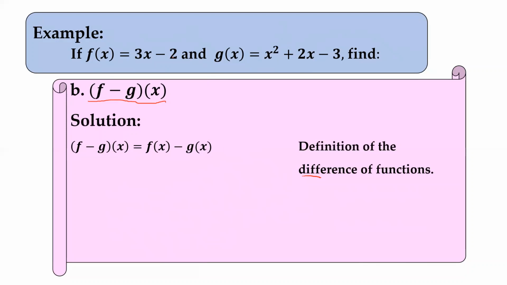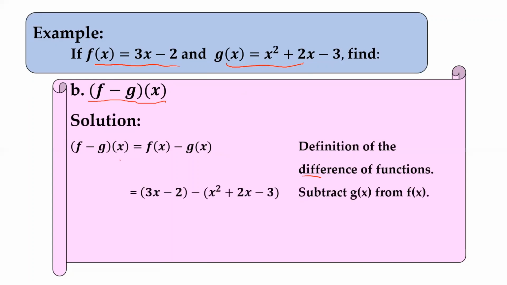Now, we have to substitute from the two given functions. It's the same as the given earlier, but what is being asked is different. This time it is for subtraction. Now, substitute first. For f of x, that would give us 3x minus 2, copy minus, then substitute g of x, that would give us x squared plus 2x minus 3.